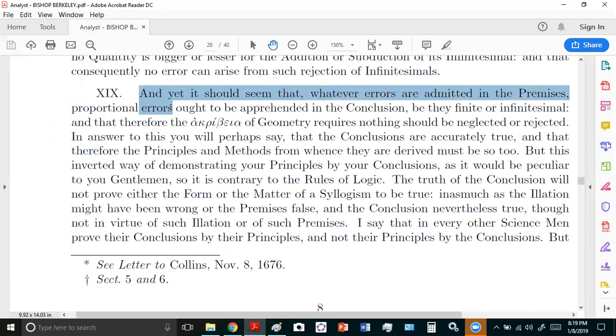And of course, he started off with this very first sentence over here, which says, it should seem that whatever errors are admitted in the premises, proportional errors ought to be apprehended in the conclusion. In other words, be they finite or infinitesimal, and that therefore the akribeia of geometry, in other words, the precision or the accuracy of geometry, requires nothing should be neglected or rejected, okay?